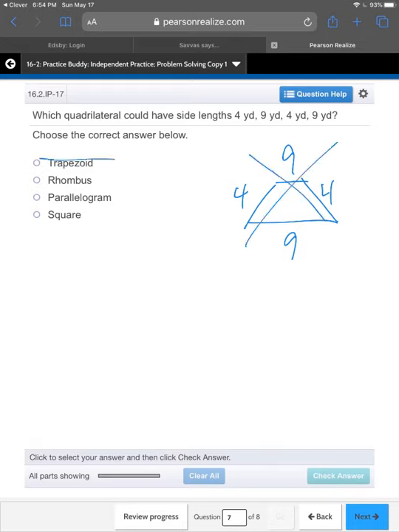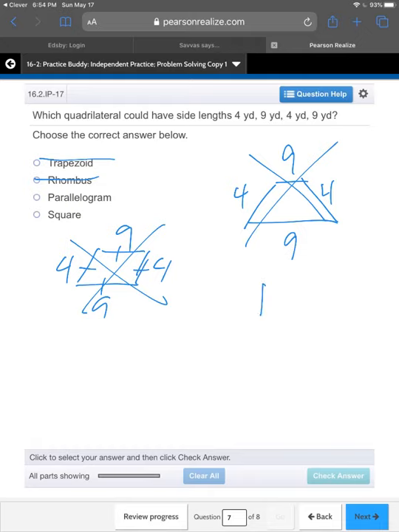Okay, I'm gonna go do a rhombus. I can have 4, 4. Remember, a rhombus has all equal sides, so that would not be true. I can't have 4 and 4 and then 9 and 9. They all have to be the same. So no. And then a square would have to be the same as a rhombus, 4, 4, 9, and 9. So a square wouldn't work.